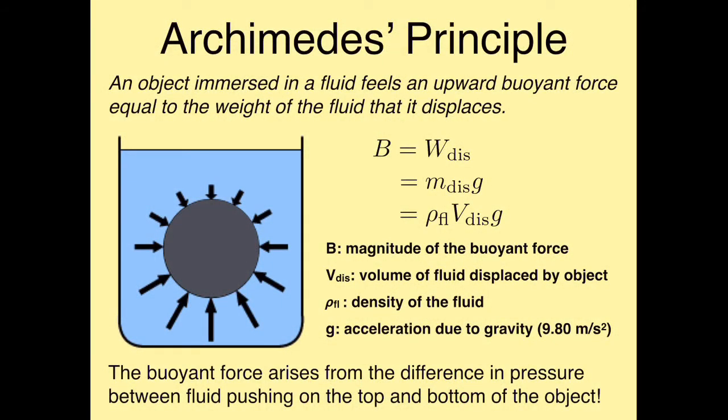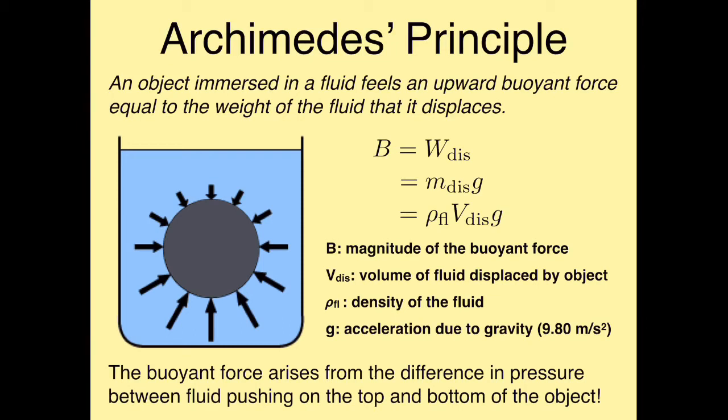An object immersed in a fluid feels an upward buoyant force that's equal to the weight of the fluid that it displaces. The reason for this, again, is that if you place an object in a fluid, the pressure increases with depth in that fluid. So the pressure on the bottom is always going to be greater than the pressure on the top, which will produce an overall upward force, which is what we call buoyancy. And that makes the object float under some circumstances.